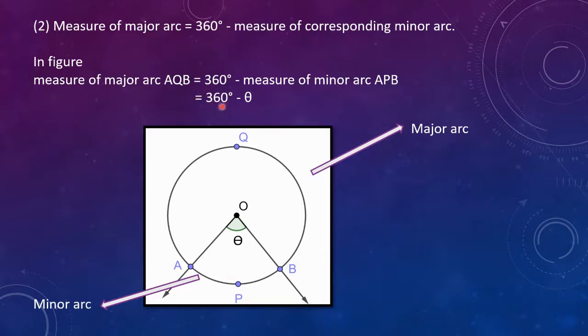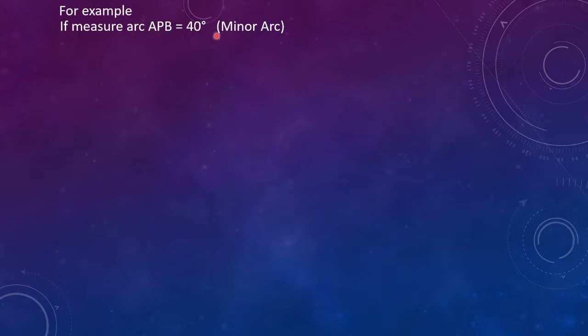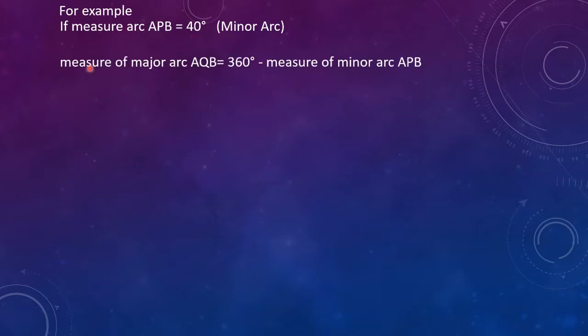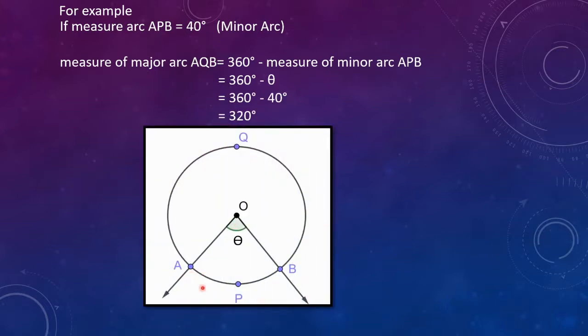So it will be 360 minus the theta. For example, if the measure of arc APB is 40 degrees, that is, the measure of the minor arc is 40 degrees, then the measure of the major arc AQB from the figure will be 360 degrees minus the measure of the minor arc APB. So the measure of the minor arc is 40 degrees, which we substitute here. So 360 degrees minus 40 degrees will be 320 degrees.